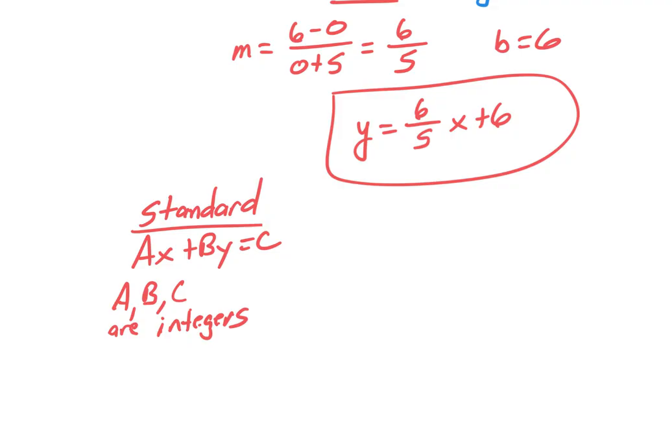Okay, so we're going to change this into standard form. And whenever an equation's in standard form, x and y are on the same side as one another. Okay, so what we're going to do is we're going to move 6/5 to the other side.